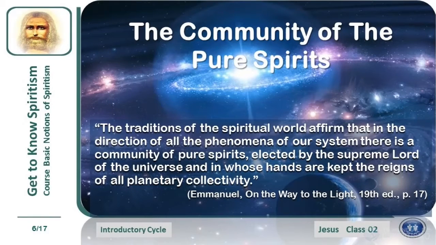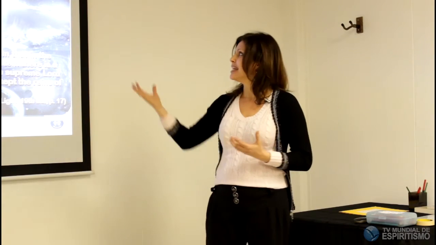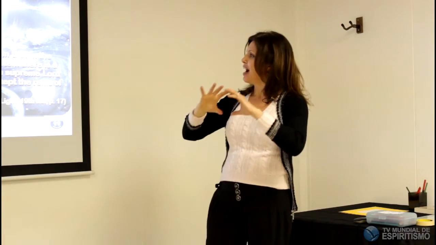We have here Emmanuel in the book On the Way to the Light, bringing to us this beautiful message, talking about the community of the pure spirits. Emmanuel was telling us about this important happening. The traditions of the spiritual world affirm that in the direction of all the phenomena of our system, there is a community of pure spirits elected by the Supreme Lord of the universe, and in whose hands are kept the reins of planetary collectivity. We are in the hands of these great spirits, this community of the pure spirits, all organized, and they are taking care of our planet.